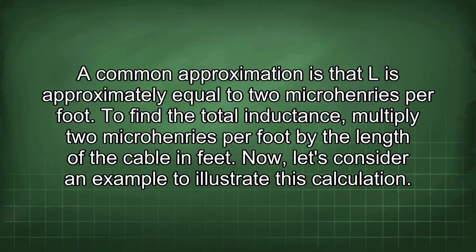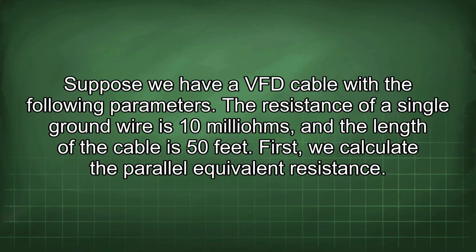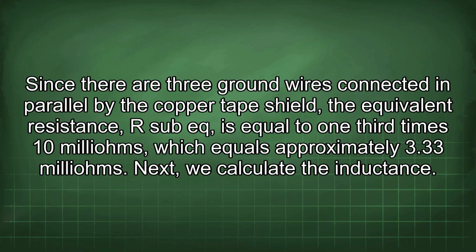Now let's consider an example to illustrate this calculation. Suppose we have a VFD cable with the following parameters. The resistance of a single ground wire is 10 milliohms, and the length of the cable is 50 feet. First, we calculate the parallel equivalent resistance. Since there are 3 ground wires connected in parallel by the copper tape shield, the equivalent resistance, R sub X, is equal to 1/3 times 10 milliohms, which equals approximately 3.33 milliohms.